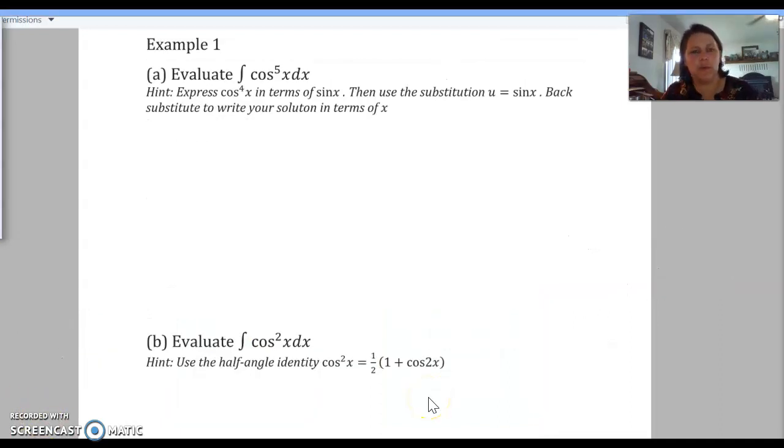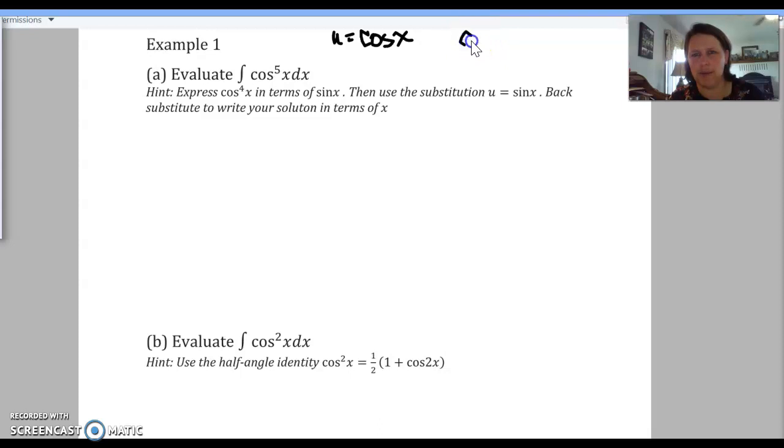All right, for example number 1, it says evaluate the integral of cosine to the 5th x dx. On these ones, we don't have any way to do products of so many trig functions. So we want to look at some different identities and some different ways to write these. One thing that we could do is, what if we did a substitution for cosine, said u equals cosine of x? That would give us the integral of u to the 5th, which we could do.